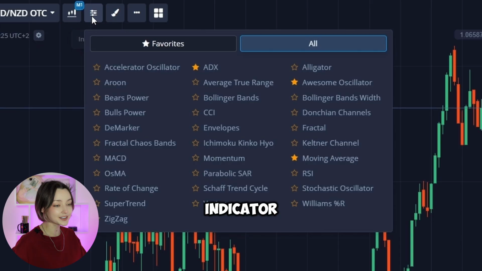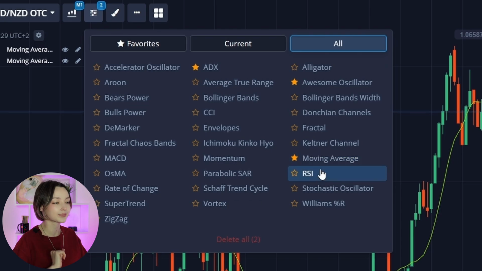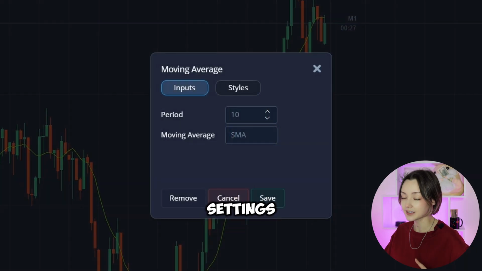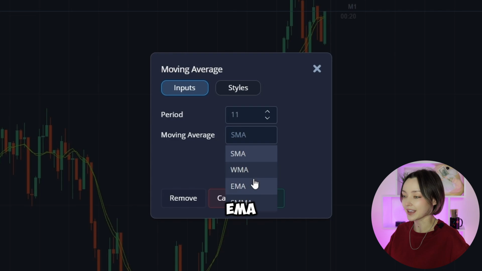For starters, let's add the moving average indicator to our chart right away. Go into the indicators section and add in the moving average indicator twice. Now let's go to the indicator settings. For the first indicator, we are setting the period to 11 and the type to EMA.